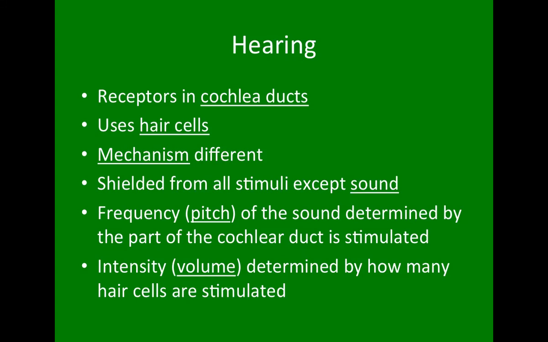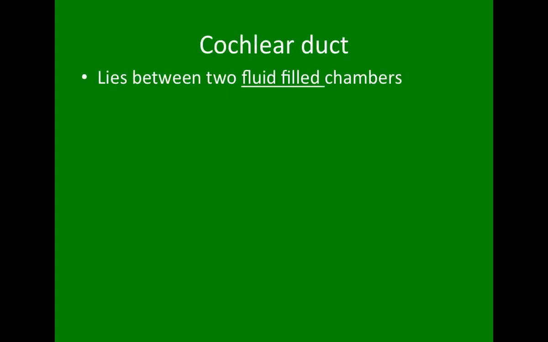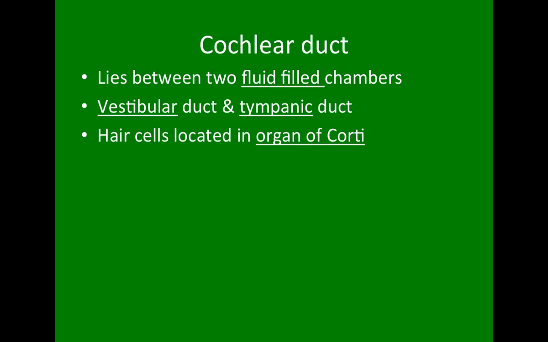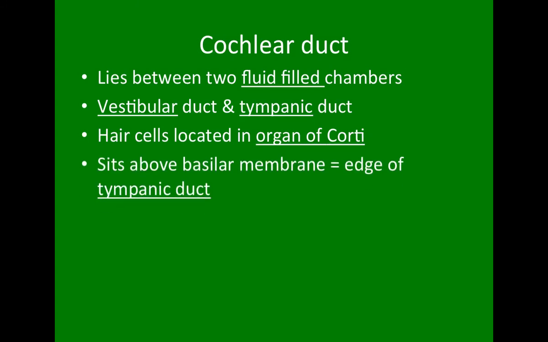So where the hair cells are located is in a location called the cochlear duct. It lies between two fluid-filled chambers. These two fluid-filled chambers are called the vestibular duct and the tympanic duct. Now, within the cochlear duct, the hair cells are located in a region that we call the organ of Corti. The organ of Corti sits above a basilar or basement membrane, which is at the upper edge of the tympanic duct.